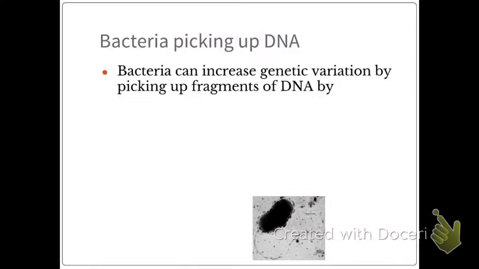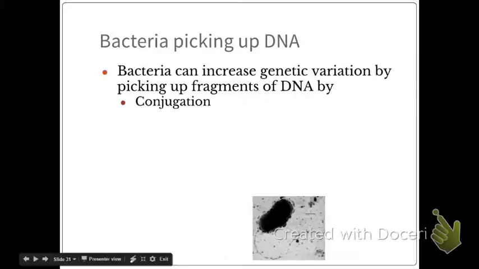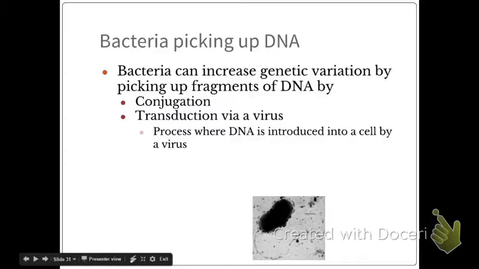Bacteria picking up DNA. So bacteria can increase genetic variation by picking up fragments of DNA. Ways that they can do it is by conjugation. So they can exchange DNA with another bacteria through pili. They can have transduction via a virus. So this is just a process where DNA is introduced to a cell by a virus.